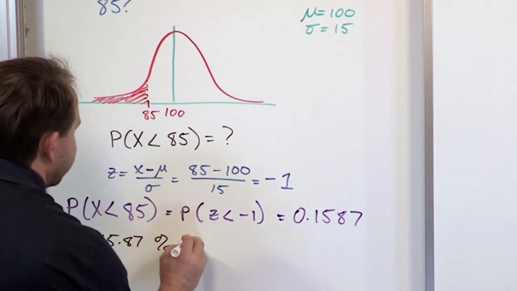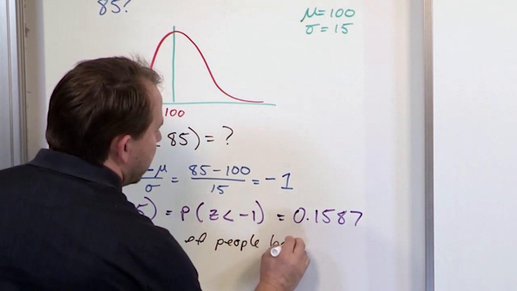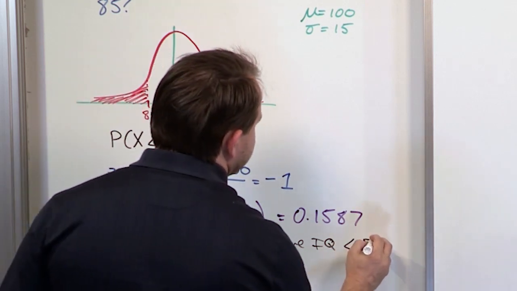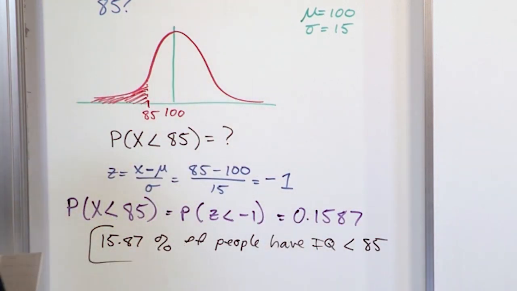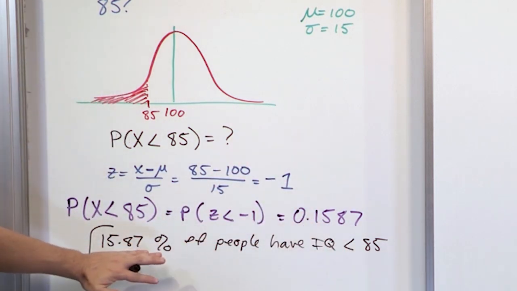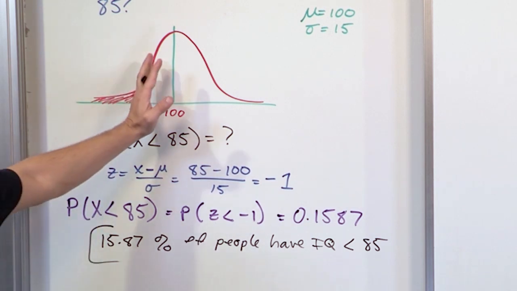15.87% of people have IQ less than 85. And that's the answer. If we were asking for the probability of a person drawn, you would circle that. If we're asking for the percentage of people in our population, then you can easily find that as well.